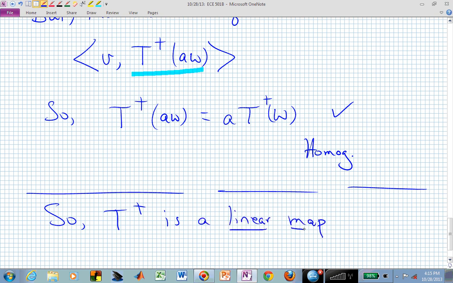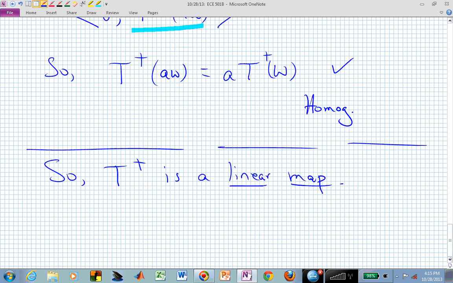And now my earlier recap discussion is valid. I've now shown that if I have a T dagger that's mapping between W and V, that belongs to this set of linear maps from W to V. And that's what I'm saying.